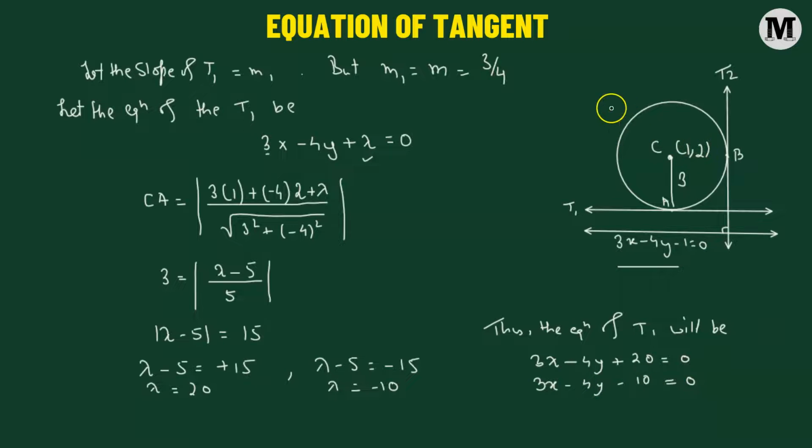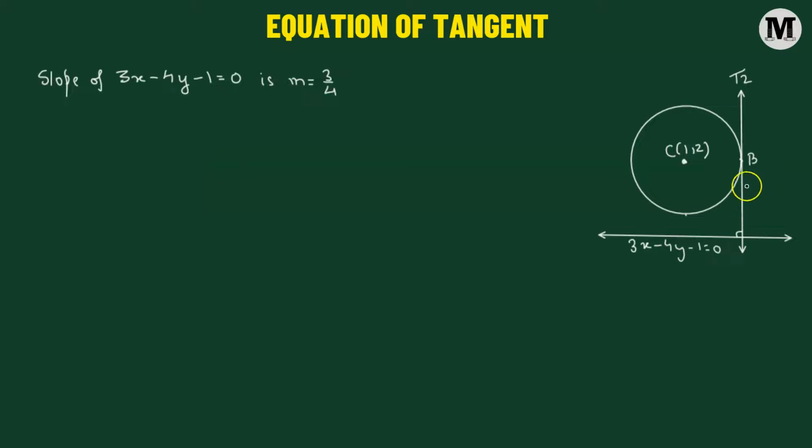That's because we can consider one more tangent which is going to be parallel to tangent T1. So let's call it T1 prime. And this is also parallel to the line 3x minus 4y minus 1 equals 0. That's why we're getting two equations of the tangent line. Now we'll go to the next tangent T2.